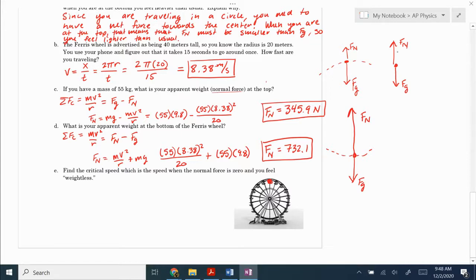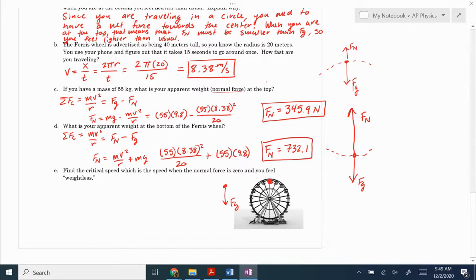And so therefore, the smaller your normal force is. If you look at the equation that we wrote, this mv squared over r term is going to get bigger and bigger. Then the normal force will get smaller and smaller, and at some point the normal force will basically be 0. So you would have just the force of gravity. The critical velocity is the point where the normal force is 0, and the only force acting on you is the force of gravity.